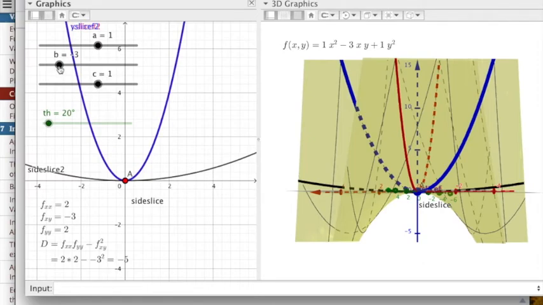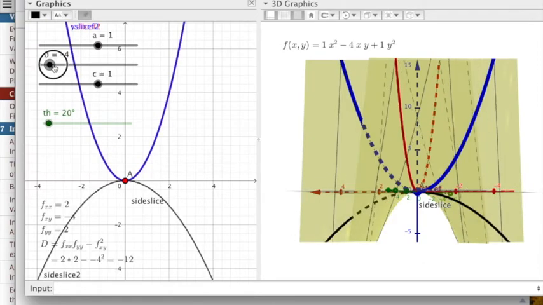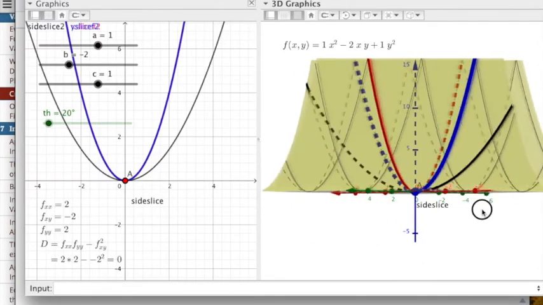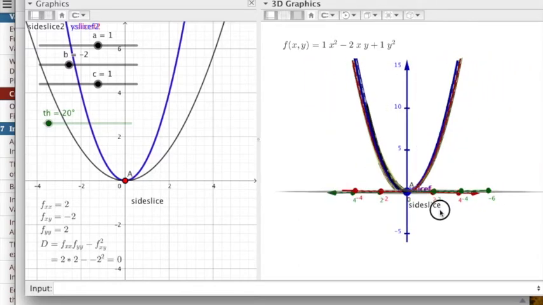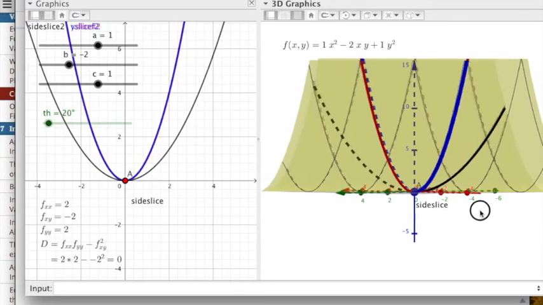Let's make it so that I can get it exactly 0. And with exactly 0, then we have a parabola in one direction and a line in the other direction. And so in that case, it's going to fail. I don't know whether it's a maximum, minimum, or something else. The test fails when the discriminant is 0.